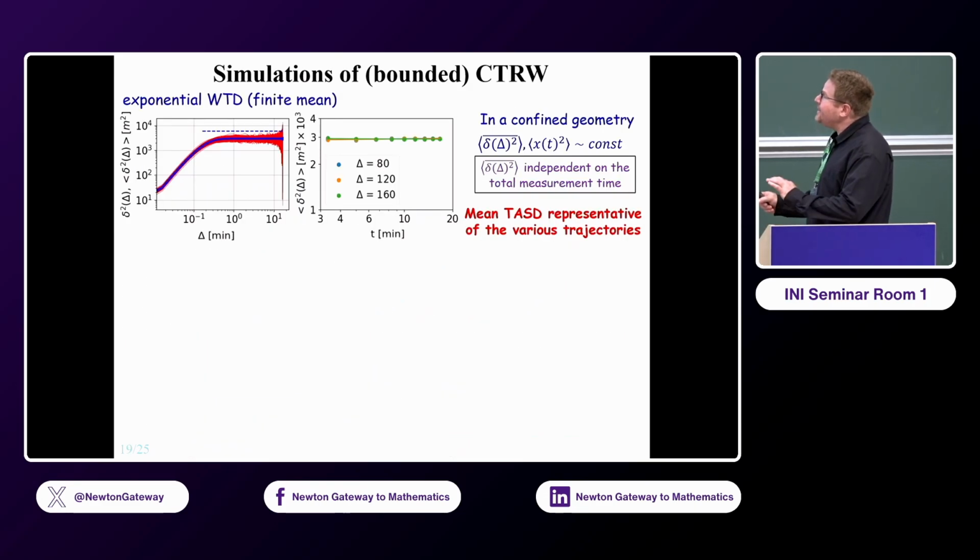First of all, I want to discuss a little bit the difference between a continuous time random walk with a finite mean waiting time distribution and an infinite mean waiting time distribution. Here I'm showing you simulations of a bounded domain where we take the waiting time distribution to be exponential. You see that all the trajectories more or less coincide. The ensemble average trajectory is representative of the individual trajectories, and importantly, the time average square displacement is independent of the total measurement time. So there is no aging here.